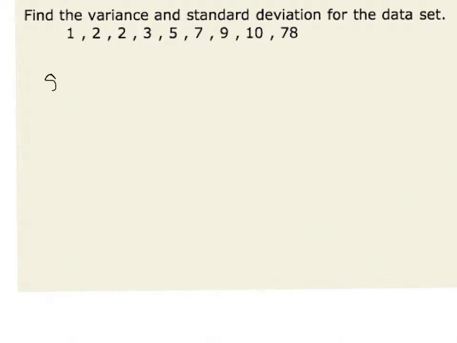It is given by s. Our standard deviation is equal to the square root of the sum of the deviations squared all over n minus 1. We might recall that a deviation, given by x minus x bar, can be found for each one of our data values.